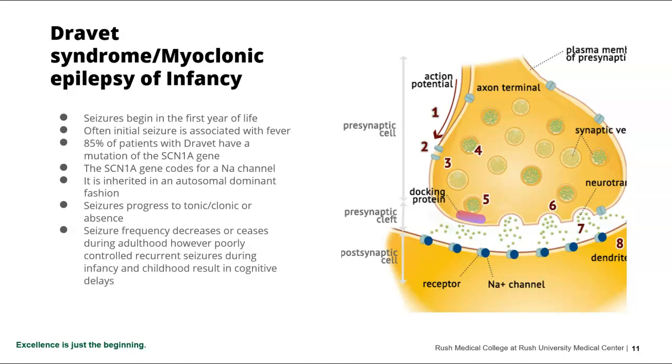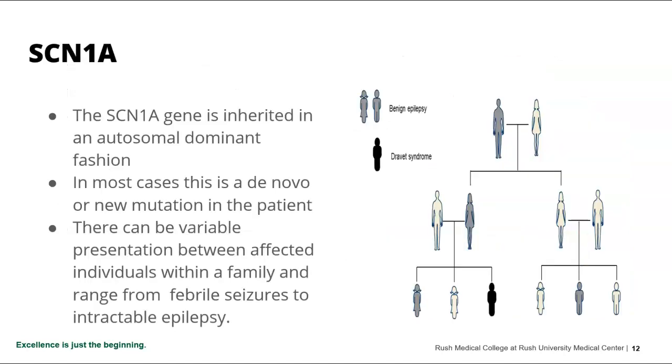However, if the patient had uncontrolled seizures as a baby, they're going to have cognitive delays even when the seizures stop because there's been damage to the brain. So as I said, the SCN1A gene is inherited in an autosomal dominant fashion. Most cases are de novo, however, they can be inherited. So here we have a family history: this baby has Dravet syndrome, but the mom has benign epilepsy, meaning they have seizures, but it hasn't really affected them that much.